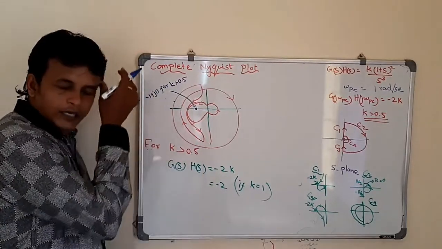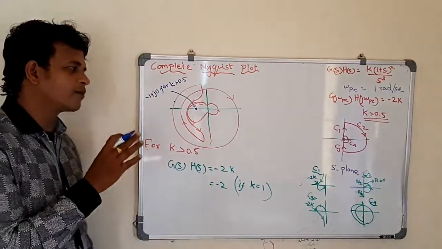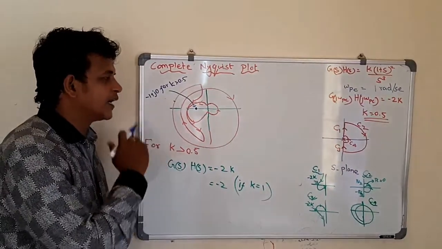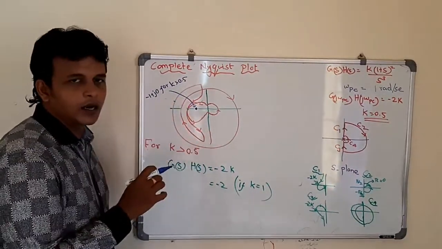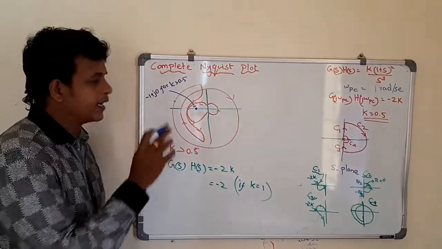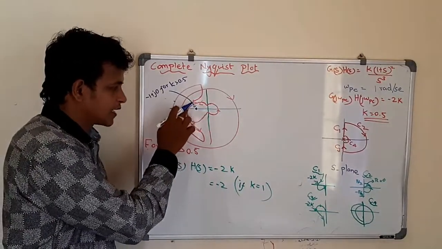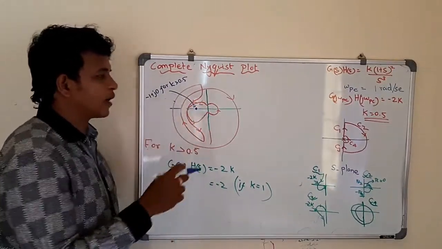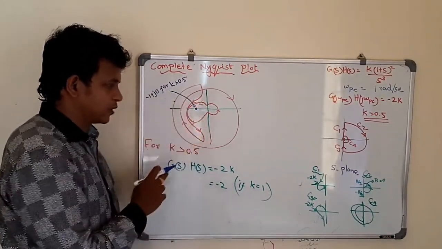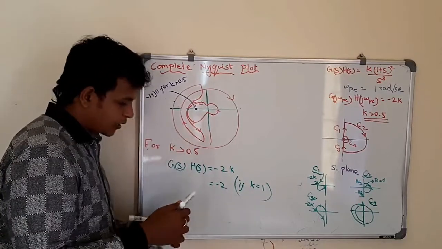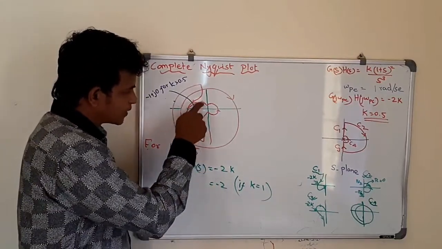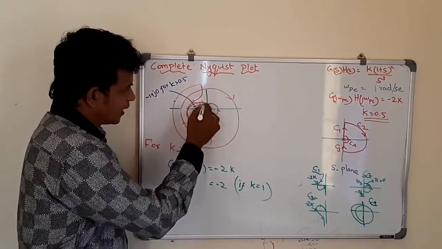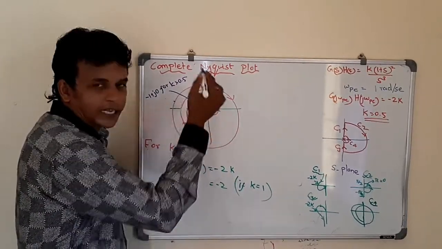So for k greater than 0.5, we will be having minus 1 plus j0 at a point which is at the right hand side of the crossing of the plot on the real axis. The plot crosses the real axis at this point and we will be having minus 1 plus j0 here. Now we have to identify the number of encirclements around this minus 1 plus j0. Here also around minus 1 plus j0 there is an encirclement. This is that encirclement, and it is in anti-clockwise direction.